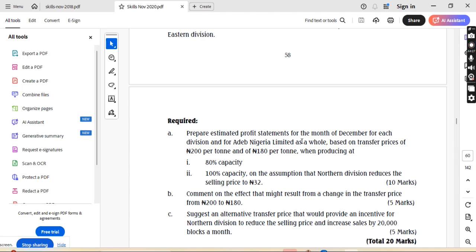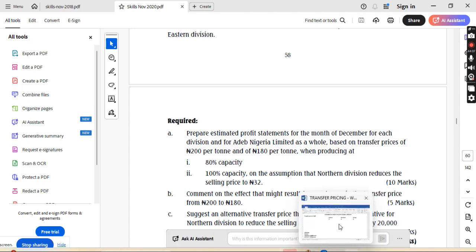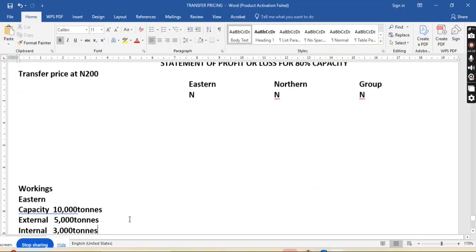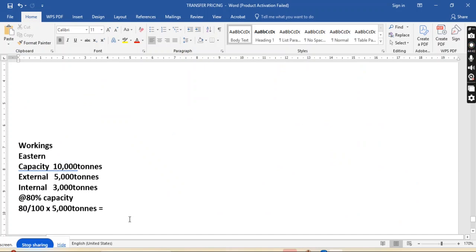We're told that if they want to do it based on 80% capacity, right? Don't forget the 10,000 capacity given to us, the 10,000 stated here, it is based on 100%. There's something I want to analyze here. When you take 80% of 10,000 tons, what do you have?